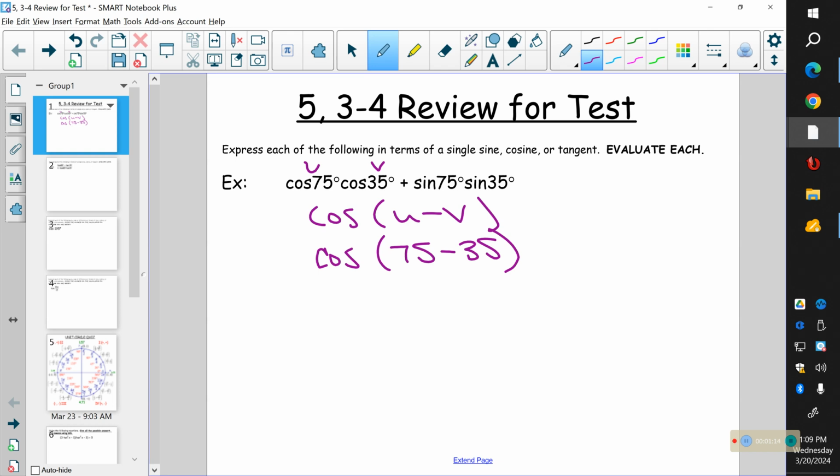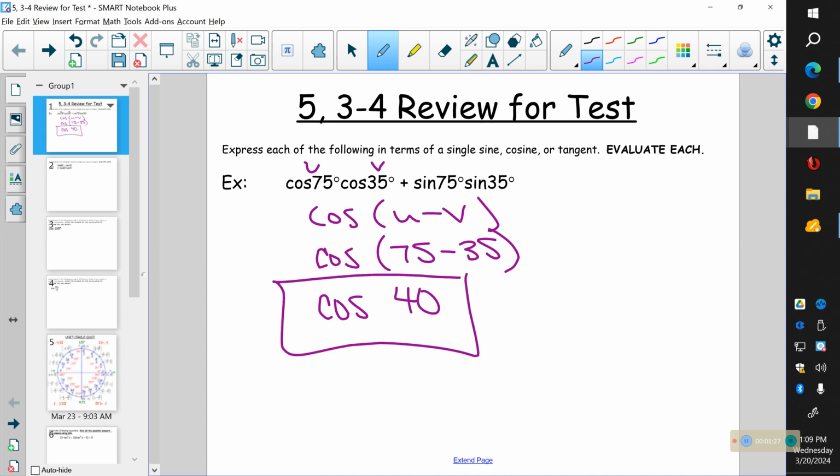What is 75 minus 35? 40. The cosine of 40. Yes? Do we understand that? Are we good? Now, you are going to have to evaluate it also on the test tomorrow. And that means that my expectations are for you to actually give me the answer as well.